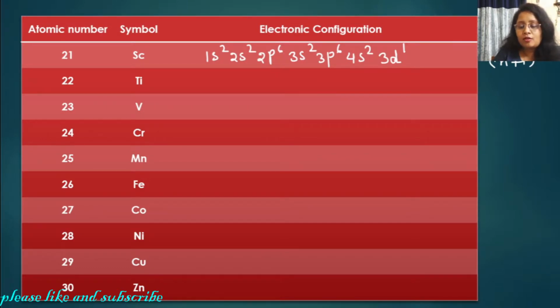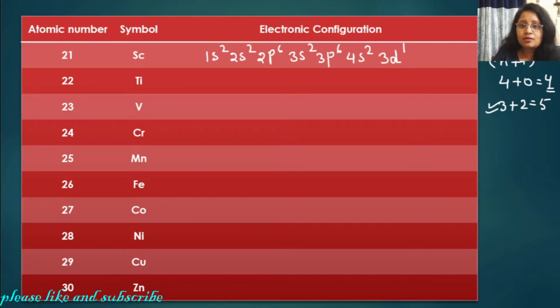So we will check for 4s. Here n will be 4, and for s, l will be 0, so n plus l is 4. And n plus l for 3d: n is equal to 3 and d is equal to 2, so it will be 5. So this n plus l is 5, and it is larger in energy. That is why it comes later than 4s.